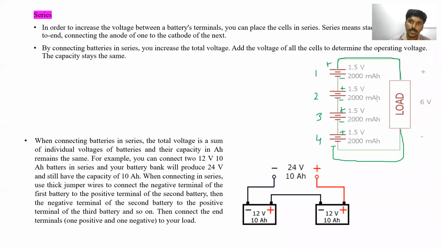By making the connection like this, it forms a series connection. Is it clear? So by doing the series connection, what output do we get? The output is that the voltage will be added in series connection. How will the voltage be added? The rated voltage of the first cell is 1.5 volts, the second cell is 1.5 volts, the third cell is 1.5 volts, and the fourth cell is 1.5 volts. So what will be the total voltage?